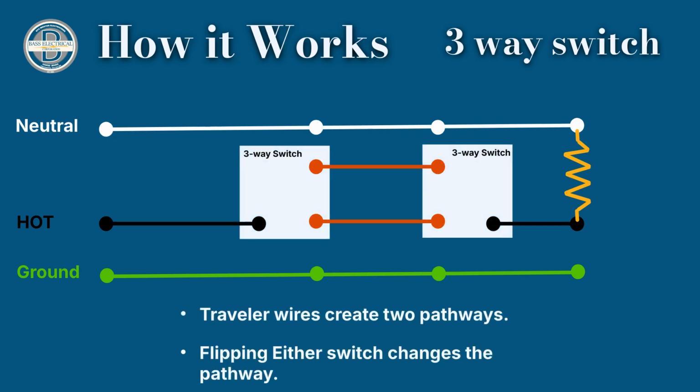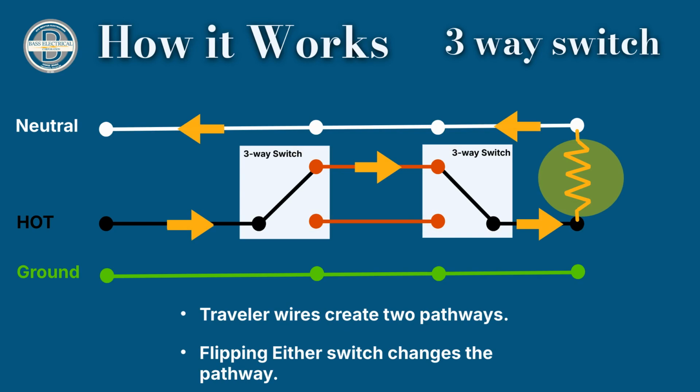In a three-way switch setup, the traveler wires create two possible pathways for electricity to flow to the light. Flipping either of the three-way switches will change the circuit's pathway, resulting in the light fixture or load being turned on or off.